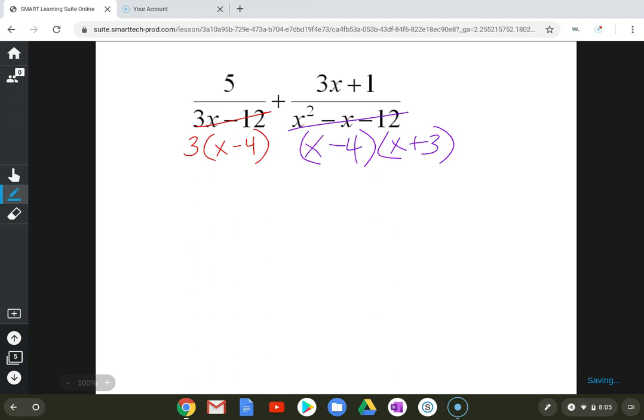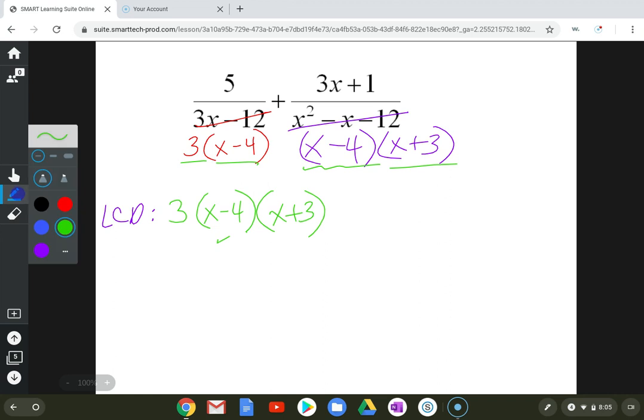So now, when I find my LCD, I'm going to use a different color. I need a 3. I need an x minus 4. I already have the x minus 4 from this denominator, so I don't need to have it again, but I do need to get this x plus 3 in here. So our LCD is 3 times x minus 4 times x plus 3.